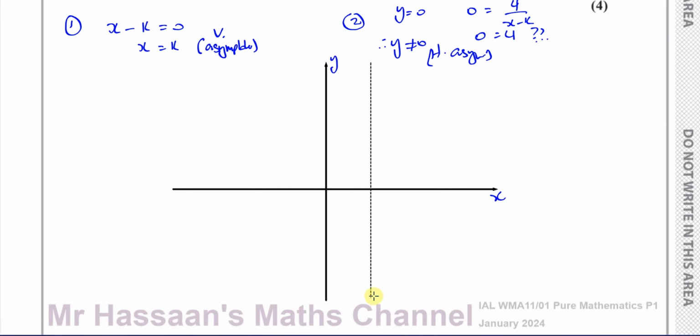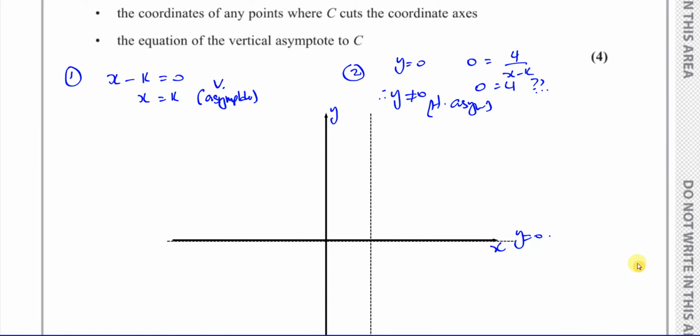Okay, so that's x equals k. That's the vertical asymptote, and you have another asymptote, as I mentioned, which is going to be y equals 0, which we're not actually told to show, but those are the asymptotes. So we know that this is basically going to be of this shape over here.